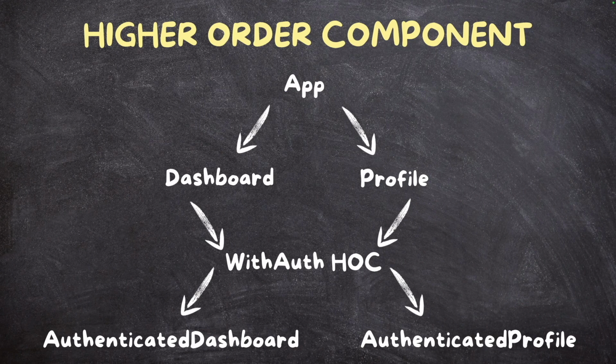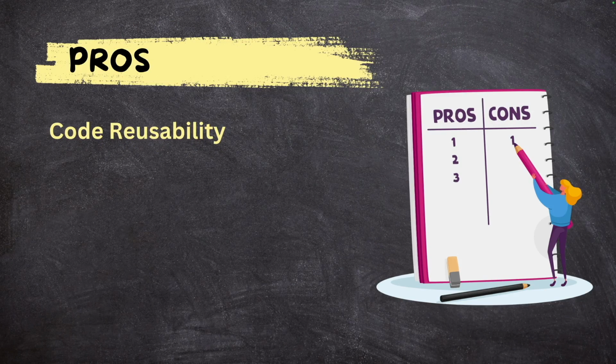Now let's see what are the pros of using this HOC design pattern in a React application. The first one is code reusability. Higher order components allow you to reuse logic across multiple components, keeping our code DRY, which is don't repeat yourself. The next one is separation of concern. By encapsulating common behavior in higher order components, you separate concerns and keep your components focused on their primary responsibilities.